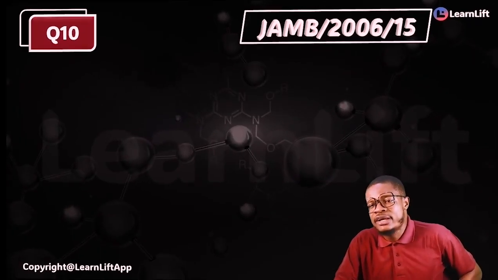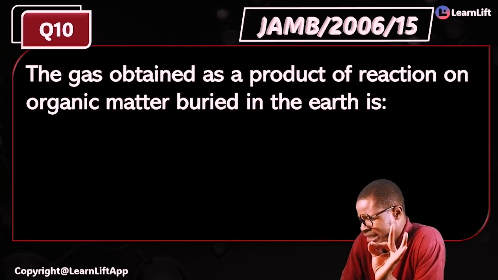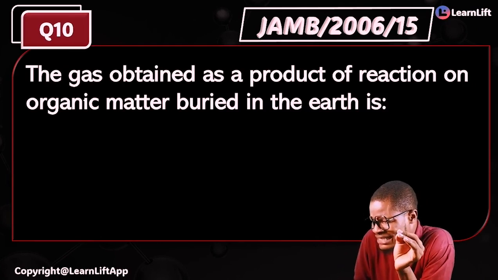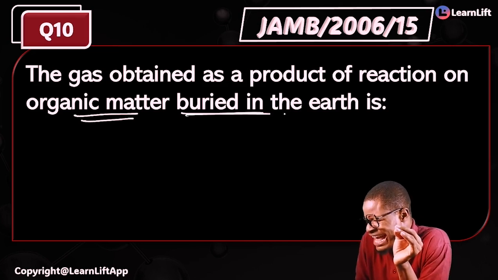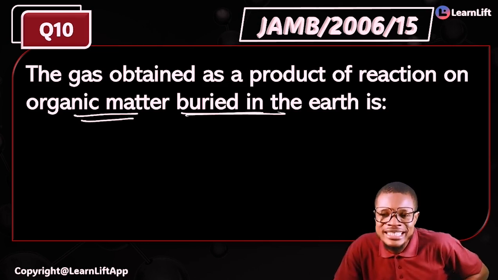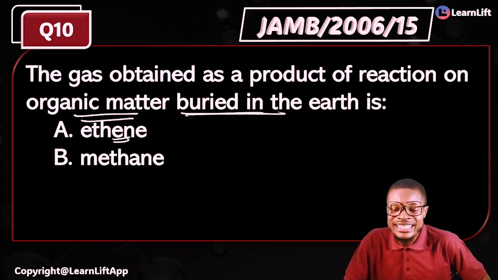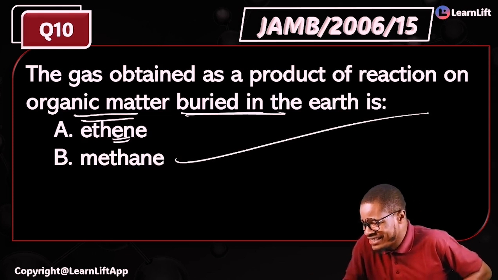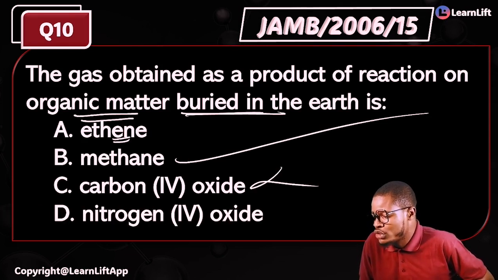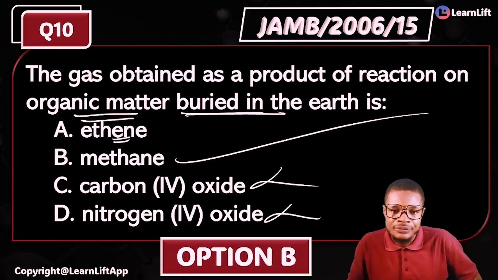Look at question 10 very quickly. JAMB 2006 question 15. The question says, the gas obtained as a product of the reaction on organic matter buried in the earth over a long period of time. What is the gas called? Option A says it is ethene, double bond. Option B says it is methane. Option C says it is carbon dioxide, and option D says it is nitrogen dioxide. What is the answer? The correct answer is methane, option B.